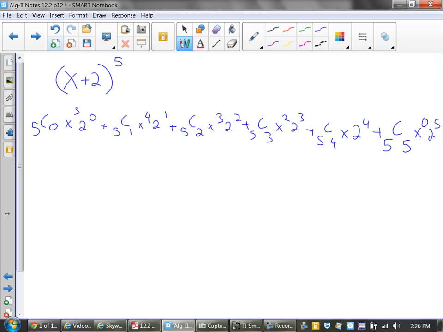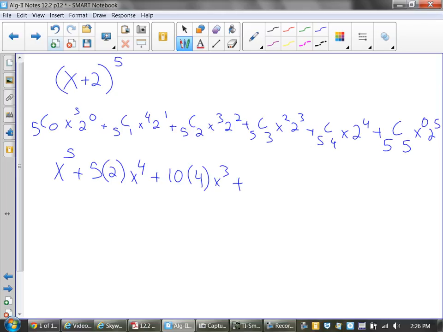So 5 choose 0 is 1. 2 to the 0 power is 1. So I just wind up with x to the 5th. 5 choose 1 is 5. 2 to the first power is 2. X to the 4th. 5 choose 2, isn't it? I think it's 10. Yeah, it's 10. So that's 10 times 2 squared, x cubed.